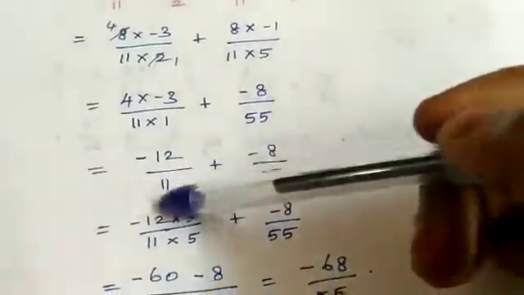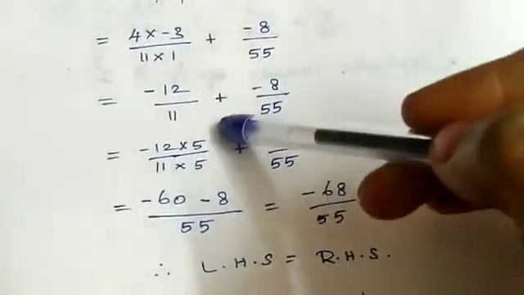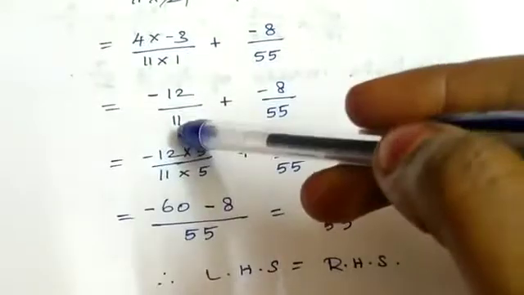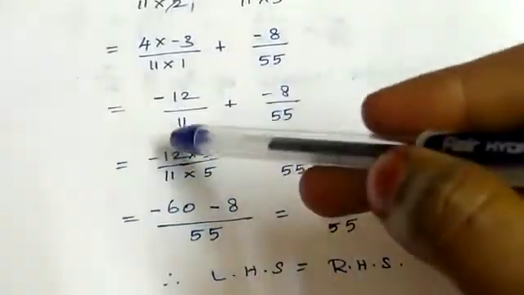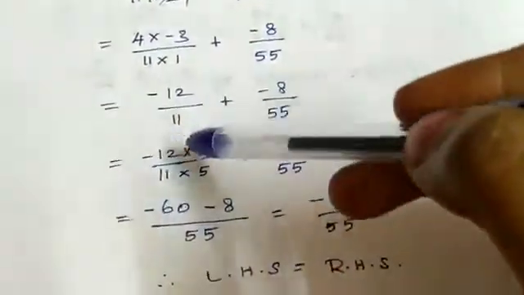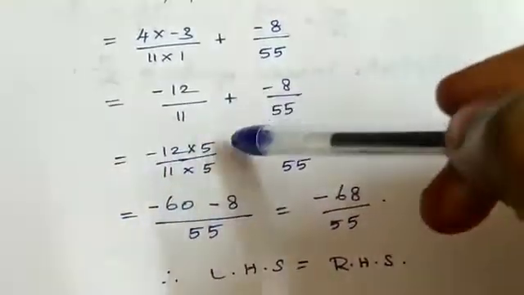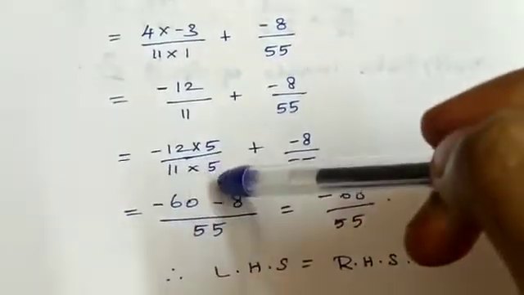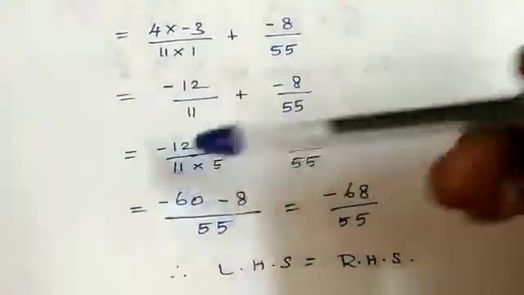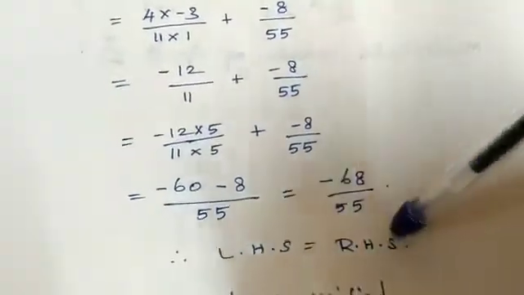Minus 12 by 11 and minus 8 by 55. Now the two rational numbers have a plus sign between them, so you add. Only when both denominators are the same can you add. The first denominator is 11 and the second is 55, so change 11 to 55 by multiplying by 5. Both numerator and denominator are multiplied by 5. Minus 12 into 5 gives minus 60. The denominator is changed to 55. Then plus into minus is minus 8. The denominator is 55, both having the minus sign, so you add 60 plus 8, 68. The minus sign stays: minus 68 by 55.